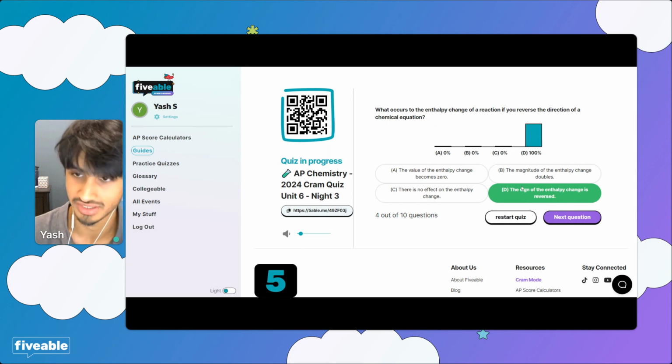Wow, everyone got this one right. Exactly. Yes, this is just Hess's law. You flip the equation, and you get it. You reverse the enthalpy change.